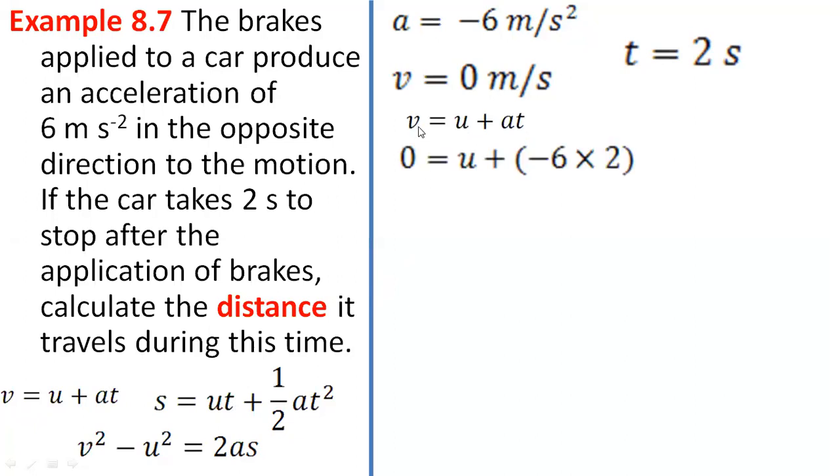Now we are substituting the values here. V value we already have, 0, u we are calculating, a value is -6 and t is 2 seconds. Now this will become -6 into 2 is -12. So 0 is equal to u minus 12. Now let me shift that -12 to this side. It will become +12. So u value is 12. So initial velocity of this particular body is 12 meter per second.